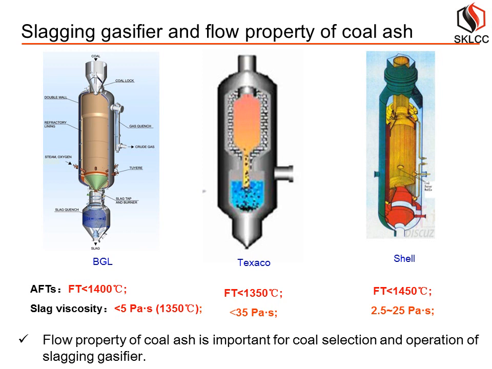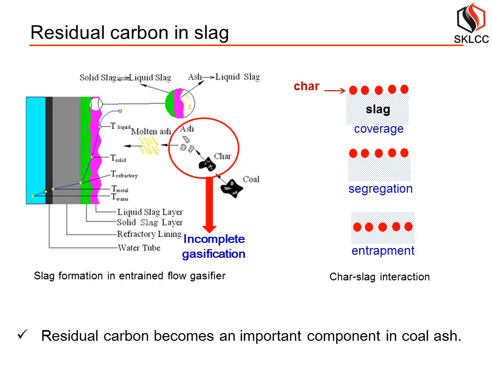The flow property of coal-S is an important parameter for coal selection and operation of these slagging gasifiers. Let's see an example. For the BDL gasifier, the flow temperature of coal-S should be lower than 4000 degree, and the slag viscosity should be no more than 5 pascal seconds at 5000 degree.